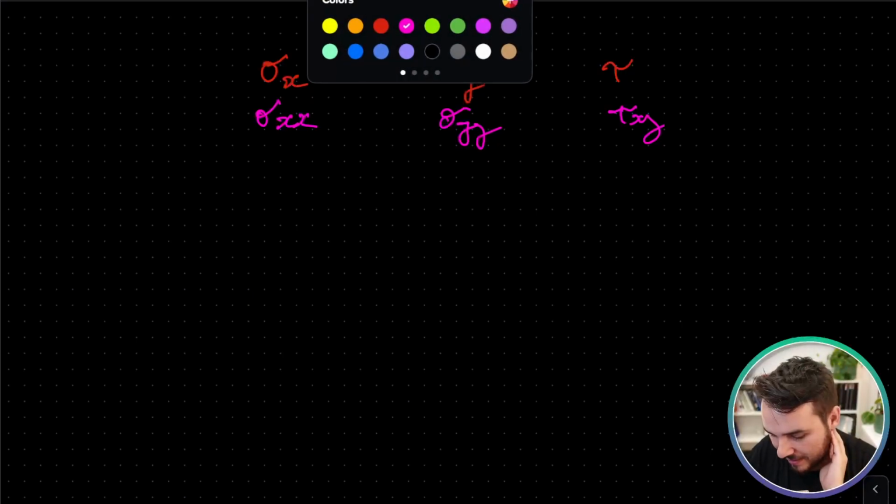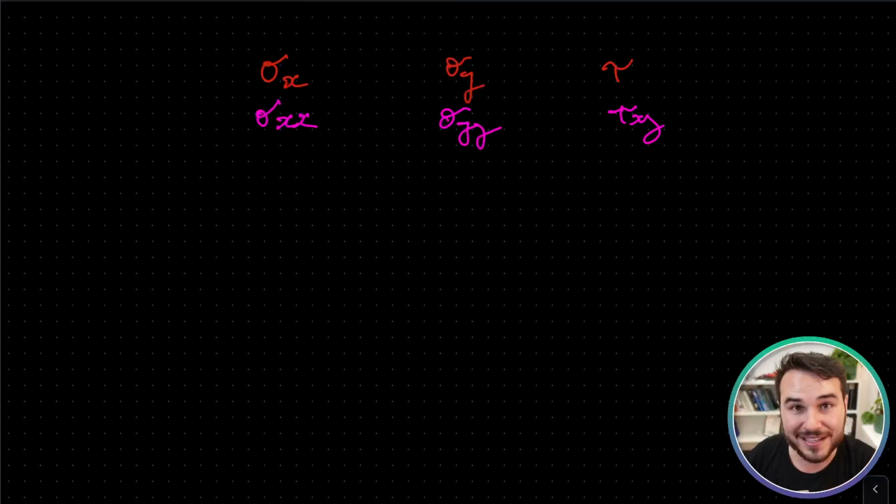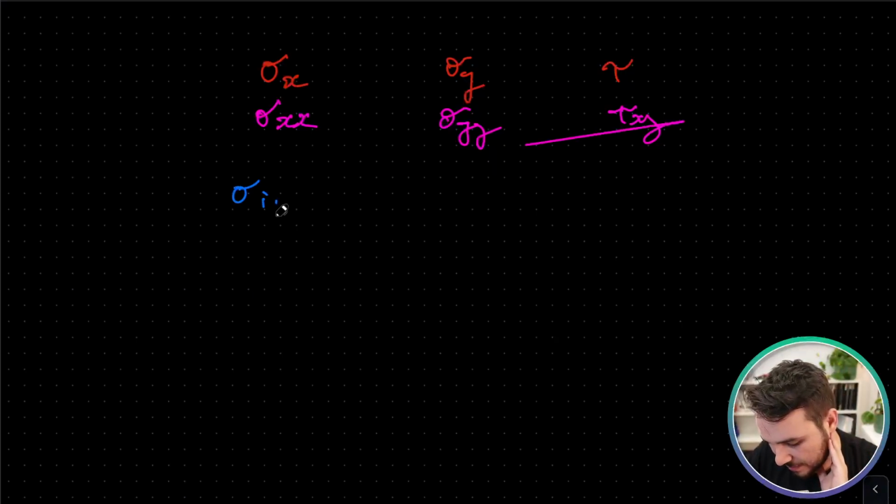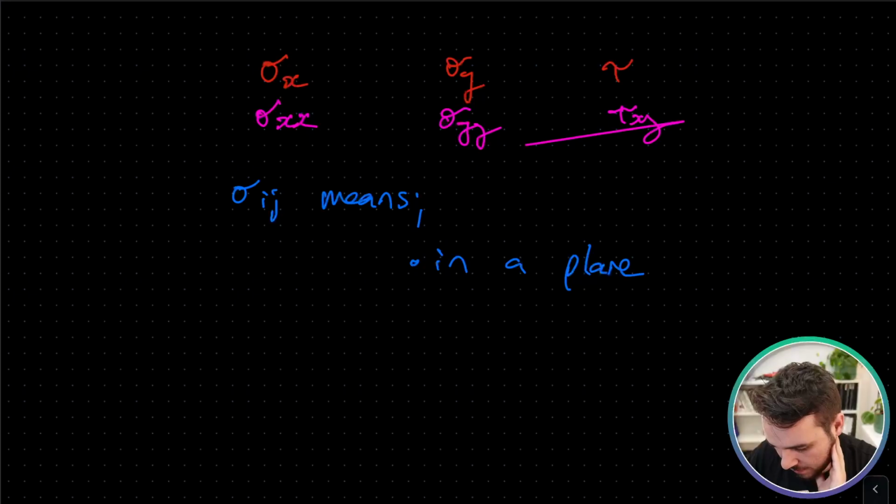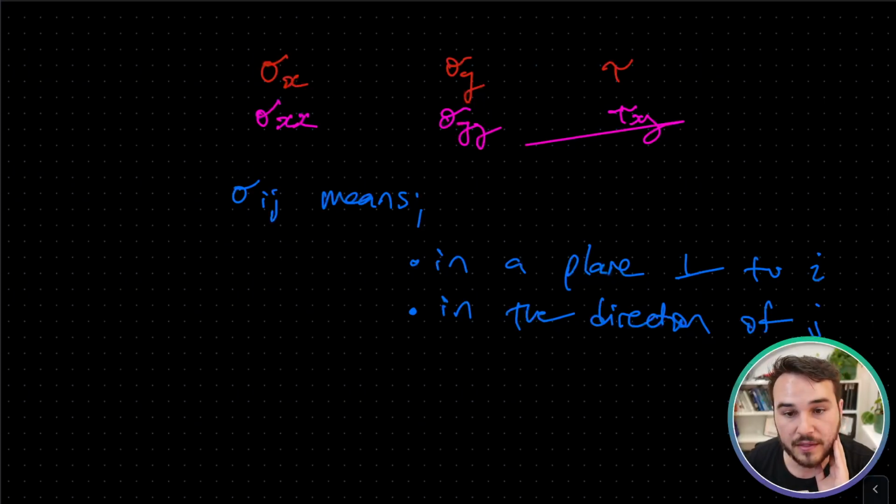There's a kind of memory aid that was taught to me by my statics teacher many years ago, eventually my PhD supervisor, which I like. It's for these 2 subscripts, and I might write this as sigma ij to be really general. What does sigma ij mean? Sigma ij means a stress in a plane perpendicular to i, and secondly, in the direction of j. So if i is x, we mean in a plane perpendicular to x, and if j is also x, we mean in the direction of x.